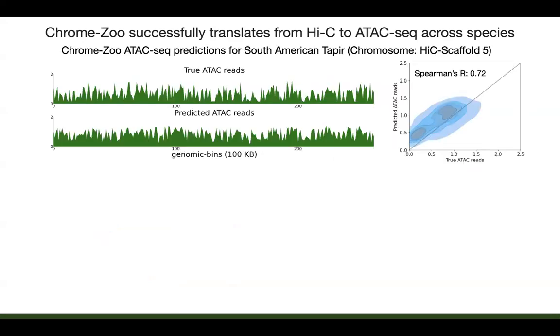In the other direction, again, there is good correspondence between true ATAC-seq reads, the track on the top left, and the predicted ATAC-seq reads, the track at the bottom left. As you can also see with an alternative visualization of the same data on the right, the density plot showing good correspondence between true ATAC-seq reads on x-axis and predicted ATAC-seq reads on y-axis with a Spearman correlation of 0.72.